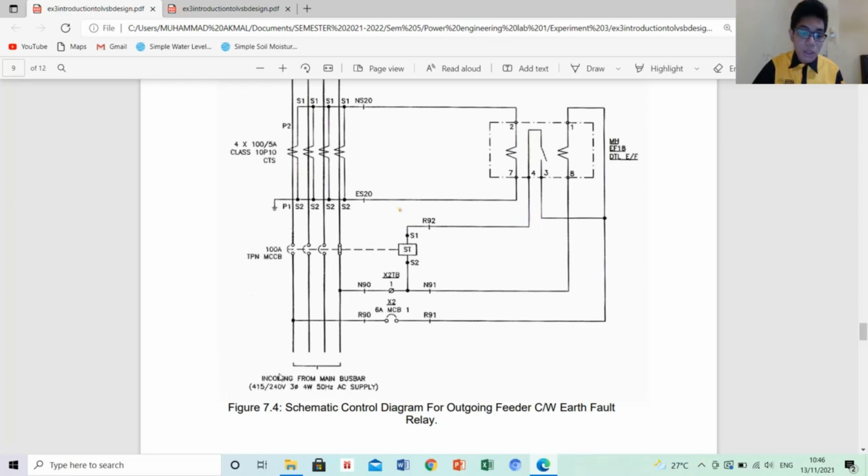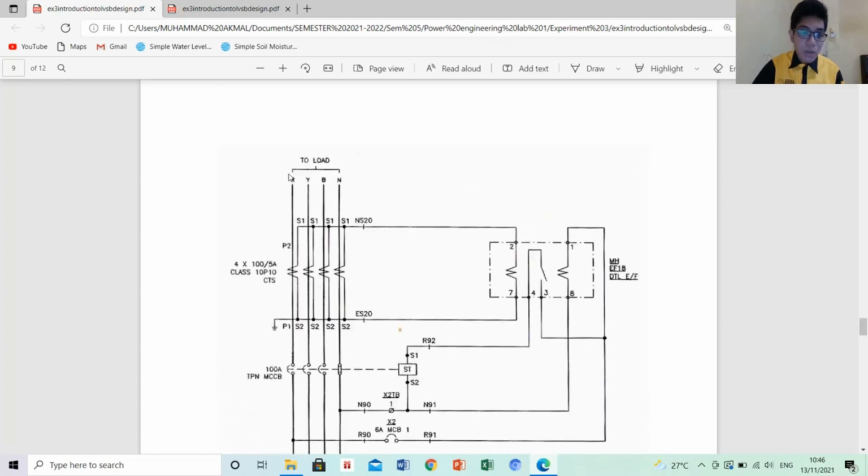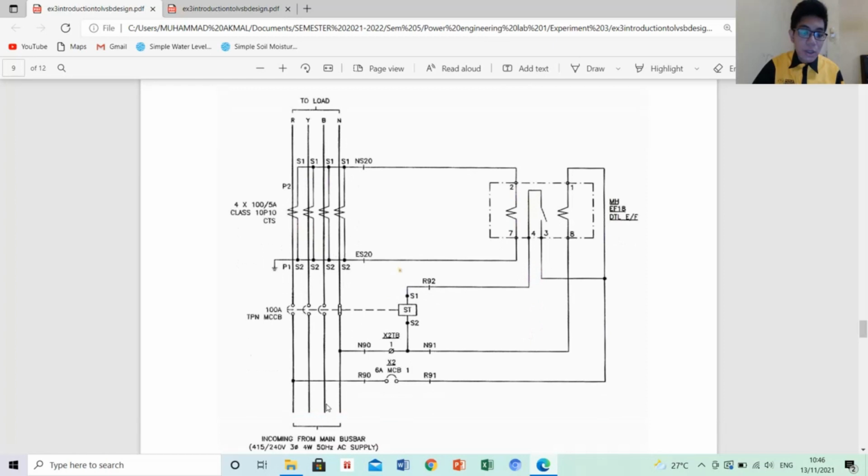the diagram, which, as you can see, is the incoming from the main bus. This is the input AC supply, and then we have 4 wires, which are red, yellow, blue, and the neutral one. And as you can see, this is the earth fault relay. It has 8 labels. Label number 1 and number 8 are connected to the red wire and the neutral one, so it is used to energize the earth fault relay.